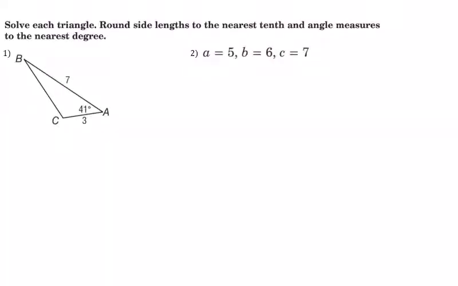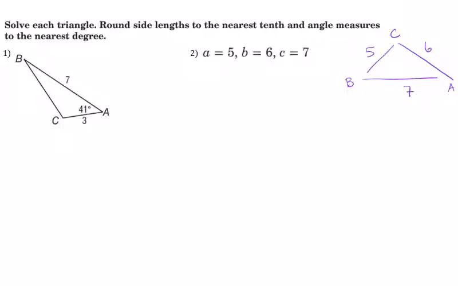All right, so number two, we're given three sides, right? We're given A, B, and C. And remember, you can always draw a triangle if it helps to visualize what's happening. So we have 5, 6, 7. And so 5 is side A, so we'll call this angle A. 6 is B, so this will be angle B, and then this will be angle C. Okay, so if that helps, you can definitely do that.